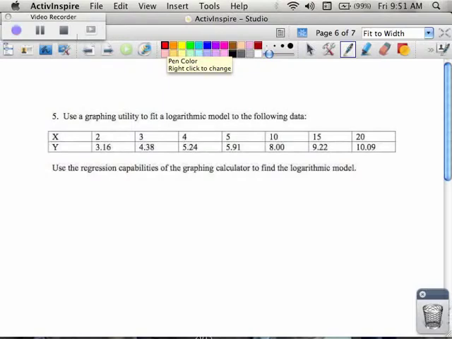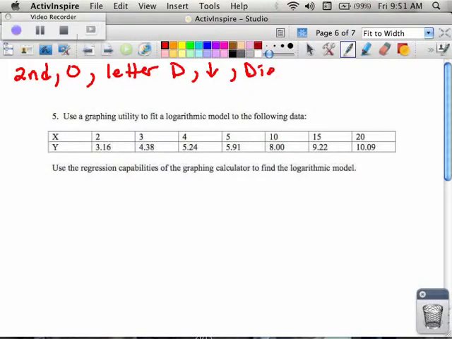For the people who are struggling to listen, I'm going to also write it. I want you to turn your diagnostics on. That means you're going to go second, 0. I want you to hit the letter D. For Olivia, that's the one that comes after C. You're going to arrow down until you see diagnostic on. And then you're going to hit enter twice. You should see the word done.